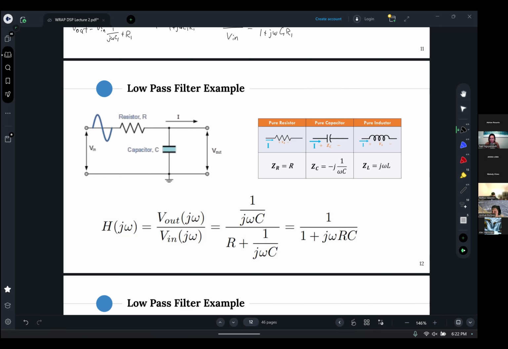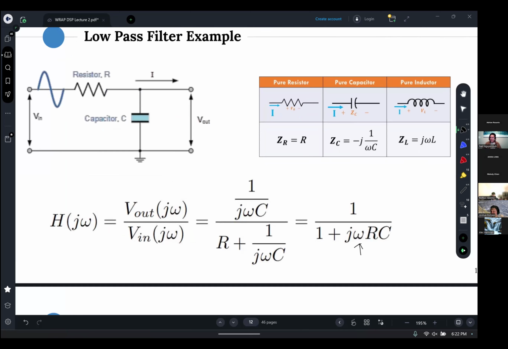When my frequency goes up, that's the omega term here. If frequency increases, then this entire ratio will decrease, meaning that my output is going to be attenuated more. It's going to be lower. And the lower my frequency is, the higher that ratio is, so then my output will not be attenuated as much.